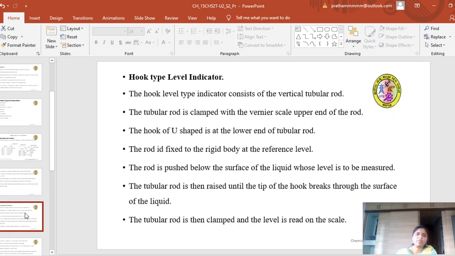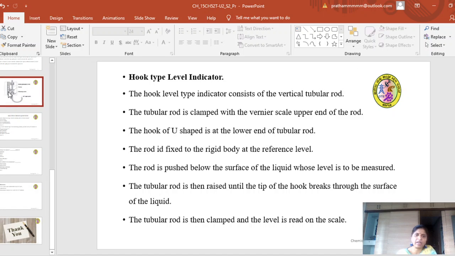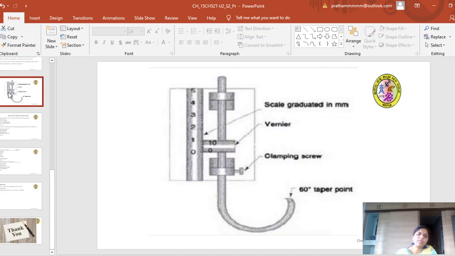So you have one more type of liquid level measurement, that is a hook type level indicator. As you can see from the diagram, you have a hook type which is tapered at 60 degrees at the end, and the clamping screw which has been clamped at the vertical end.